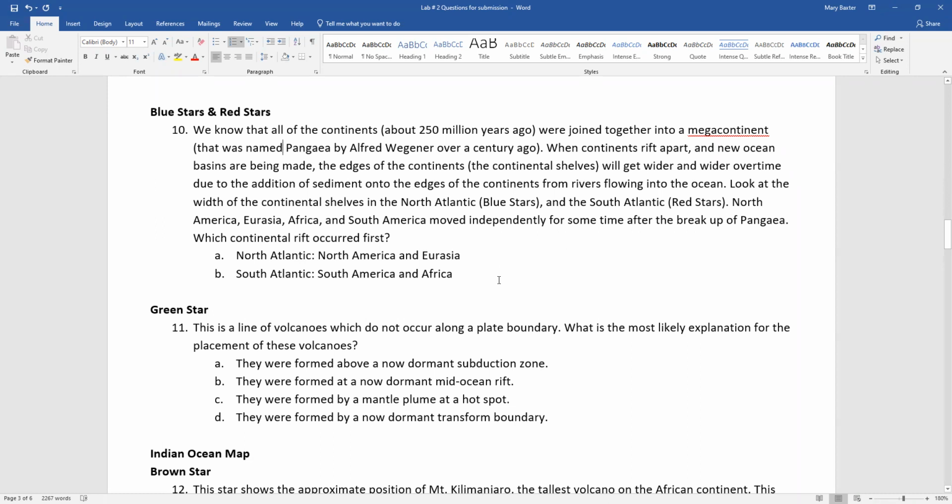North America, Eurasia, Africa, and South America moved independently for some time. I mean, they weren't connected to each other like they are now for some time after the breakup of Pangaea. Which continental rift occurred first? Was it in the North Atlantic between North America and Eurasia? Or was it in the South Atlantic between South America and Africa? Okay, so let's go out and look at that map.